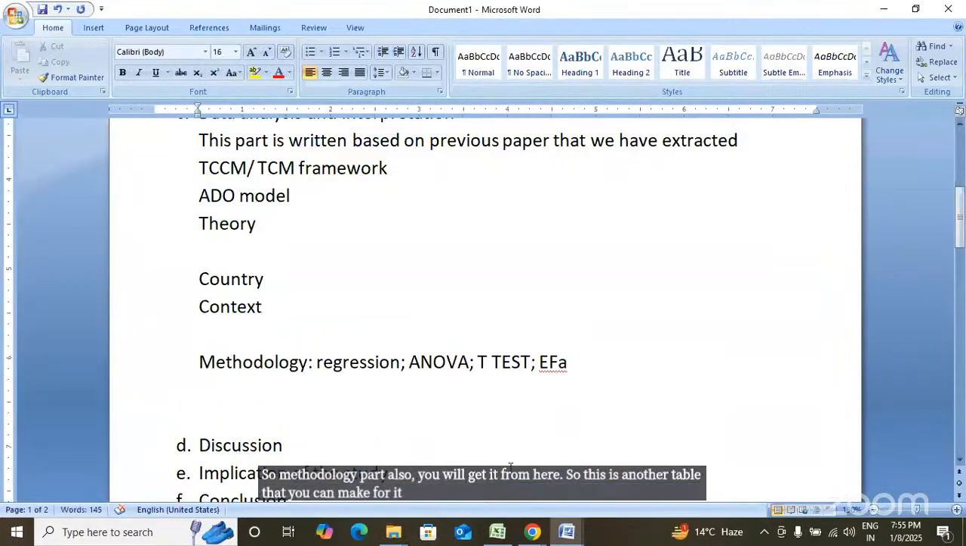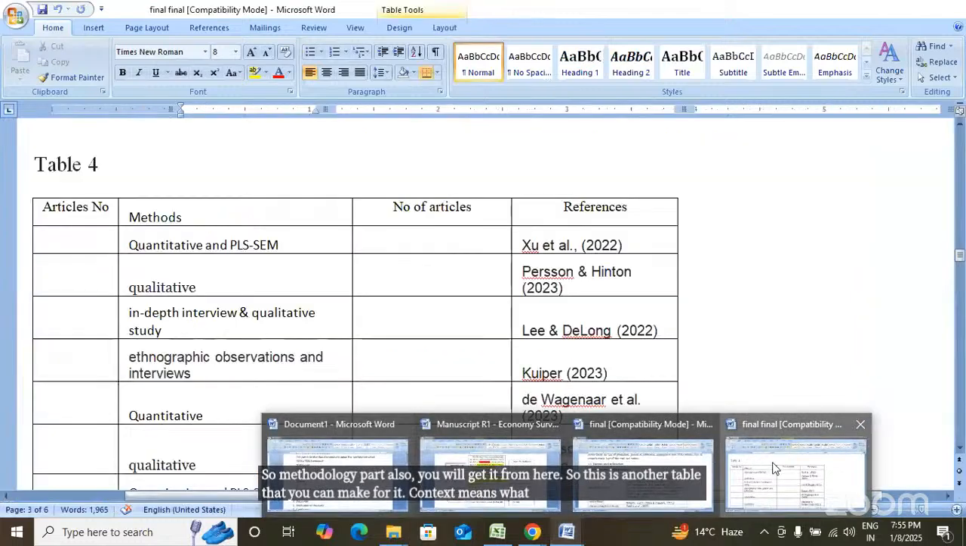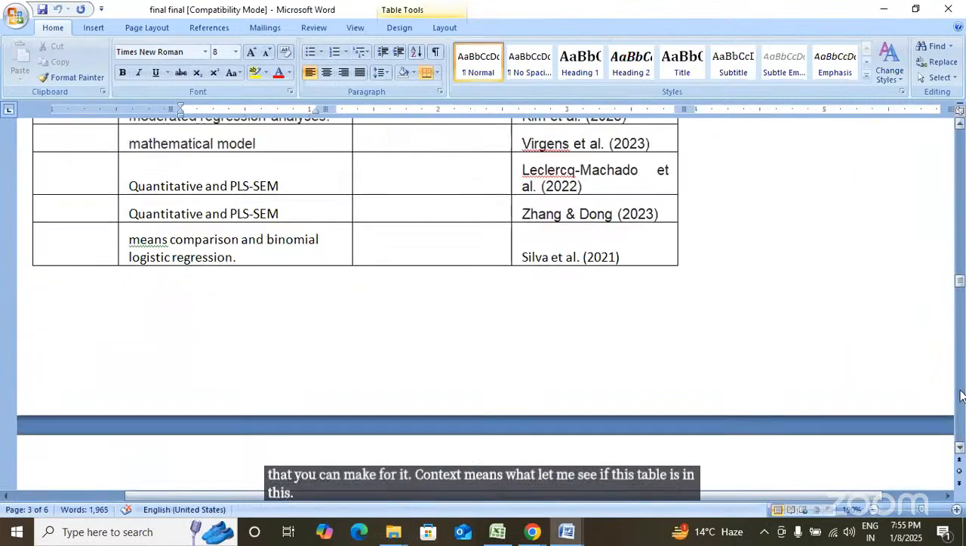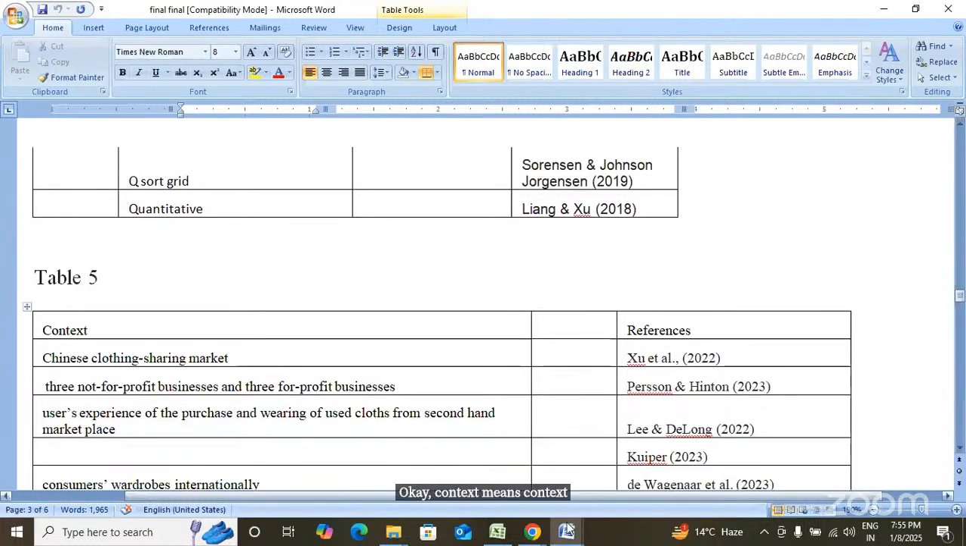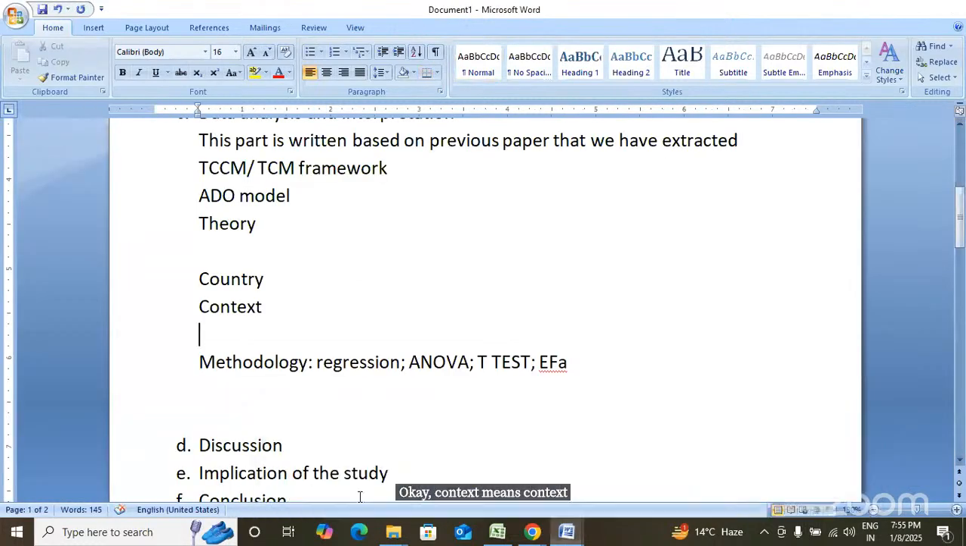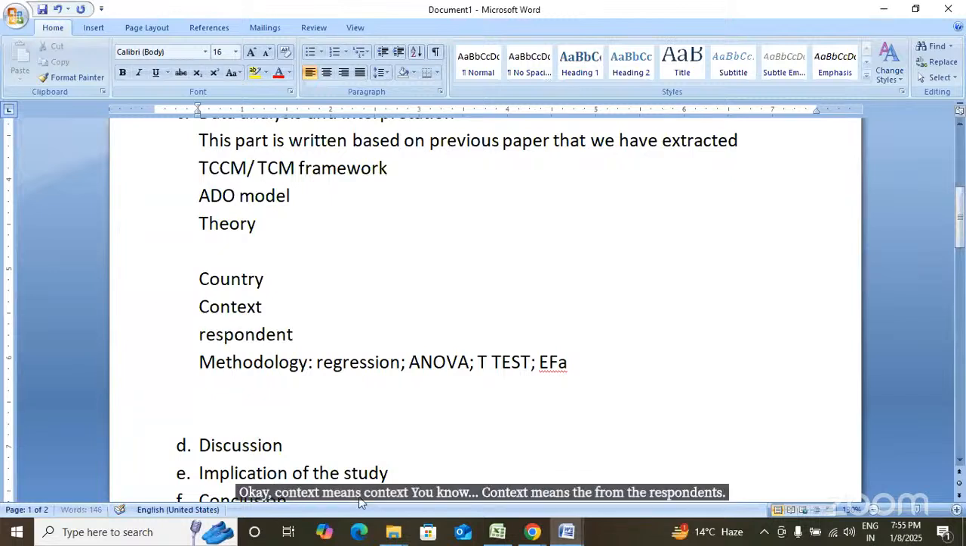Context means what? Let me see if this table is in this. Okay, context means, you know, context means the respondents of the study.